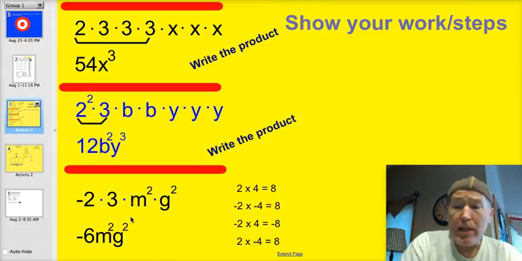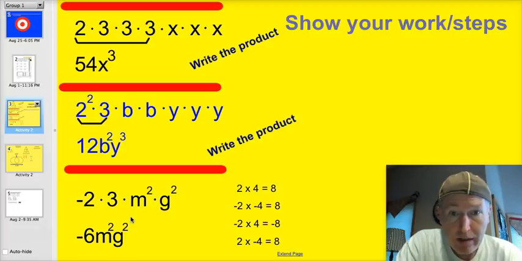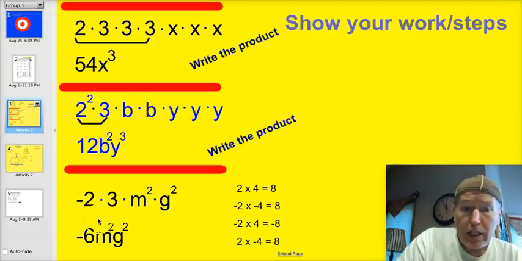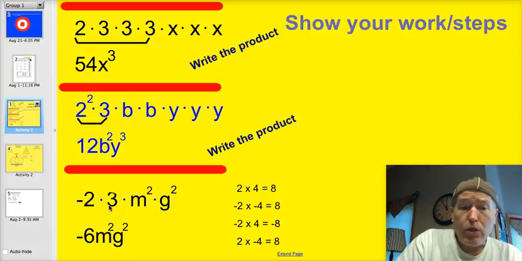Finally, you're going to run into some negative numbers. And though we don't test on negative numbers in 6th grade in the state of Minnesota, we certainly want you exposed to them and familiar with them. So take a look at this one. Negative 2 times 3 m squared g squared. I'm pretty sure you'd know that that's 6 m squared g squared by now. But would you remember to put the negative sign there? Yes, you would. Because it's a negative 2 times 3.